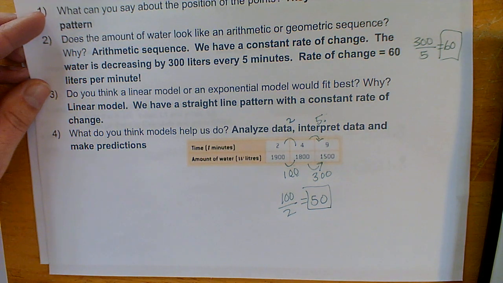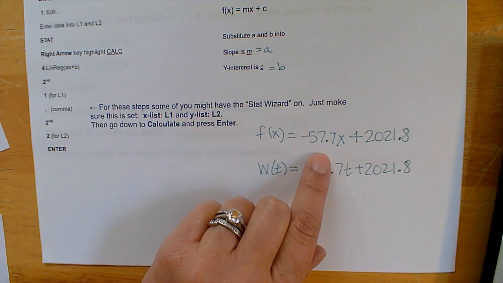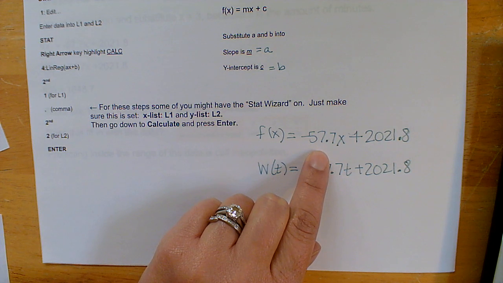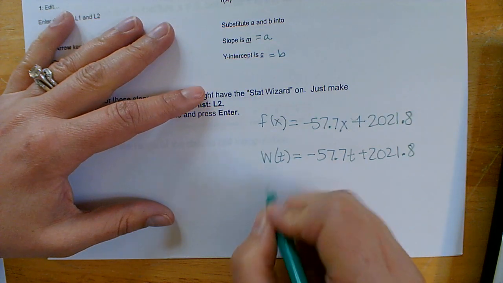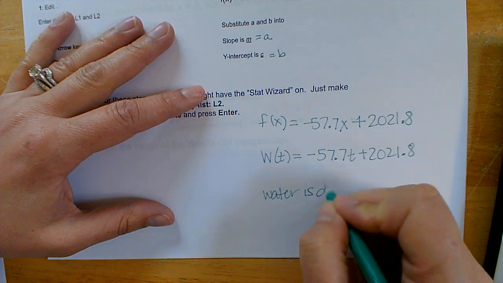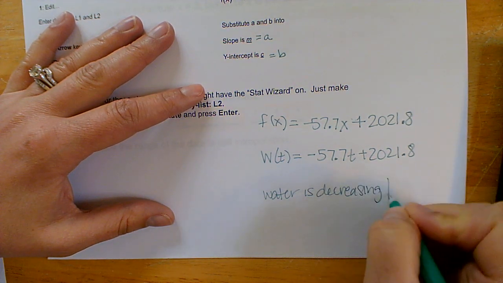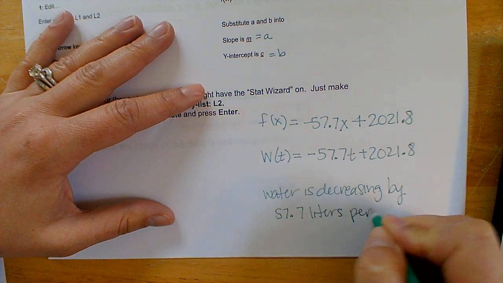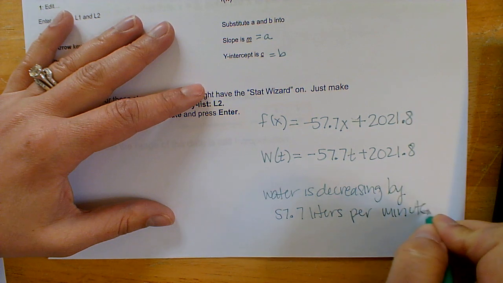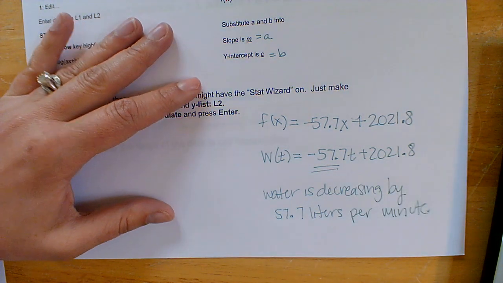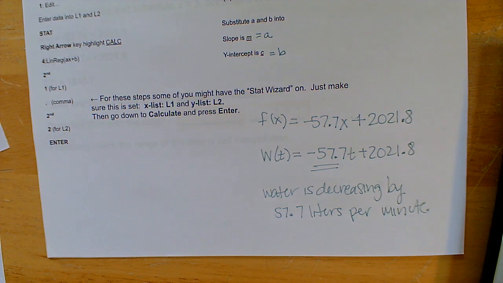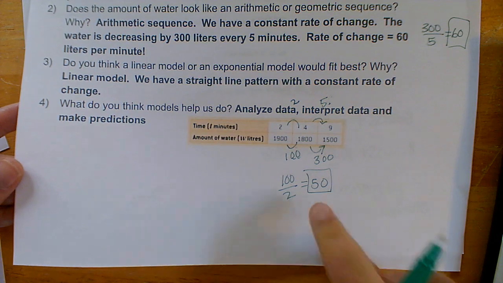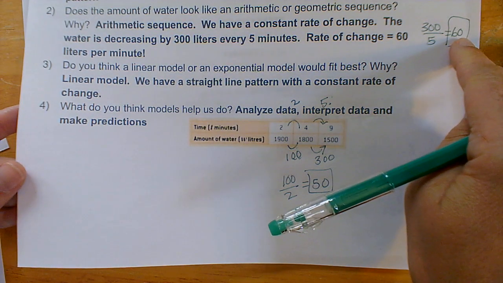There is a constant rate of change, and it's actually negative 57.7, which means water is decreasing by 57.7 liters per minute. So that's what that number represented. I was just making an estimate of my slope when I was answering these graph questions. It did fall between 50 and 60, which is fine.